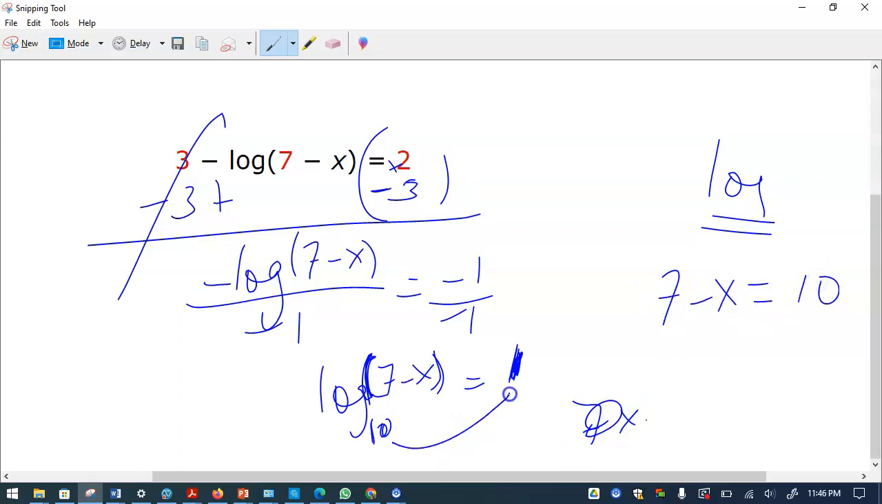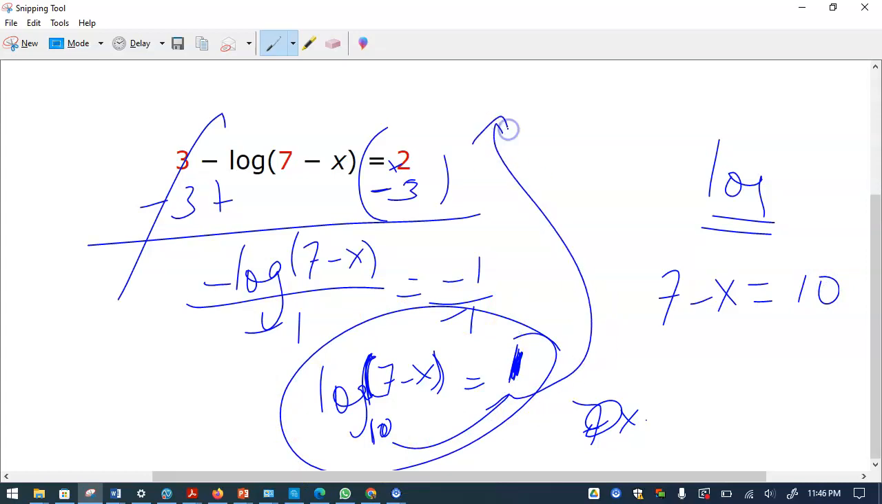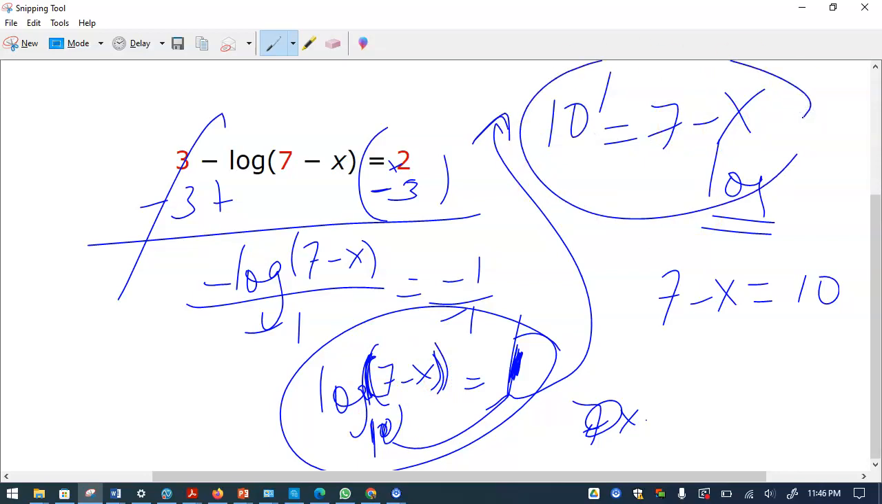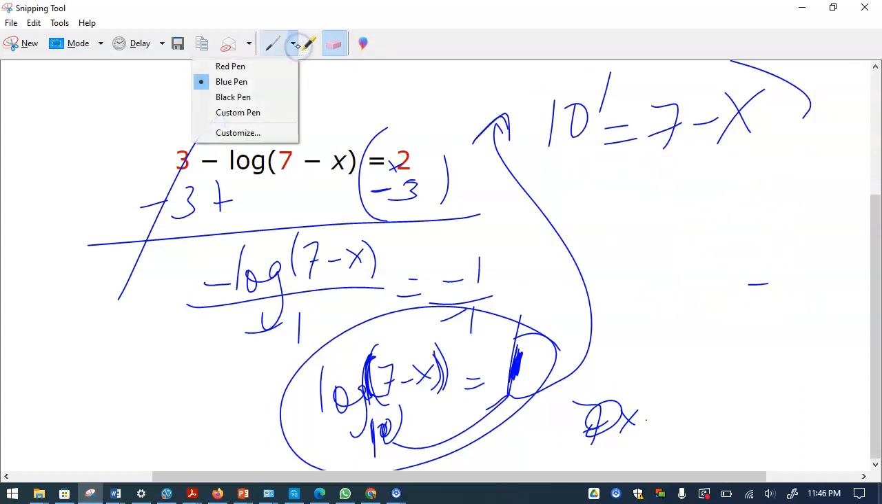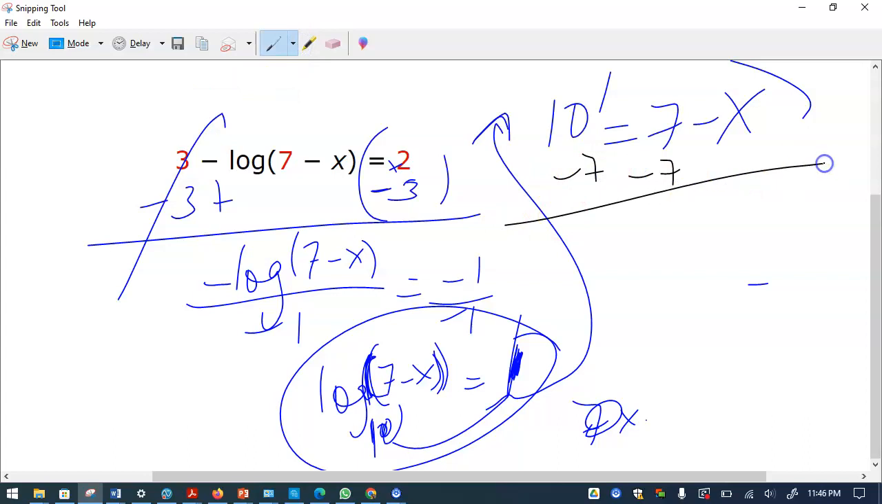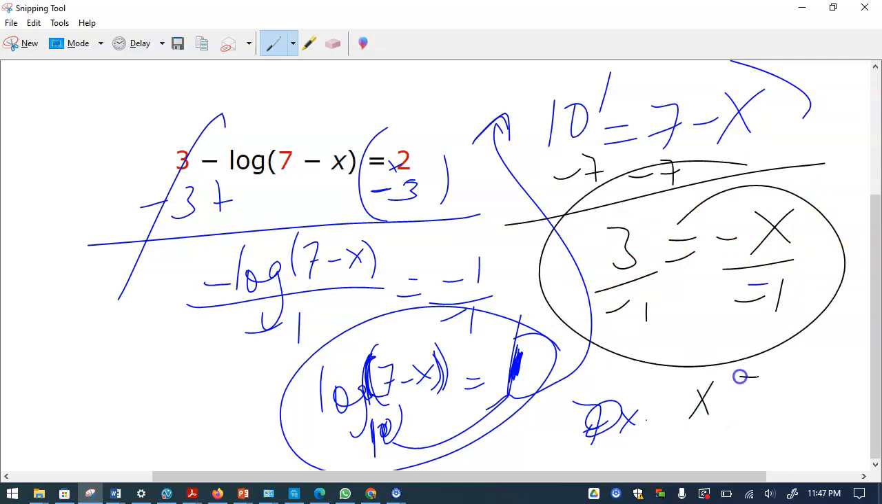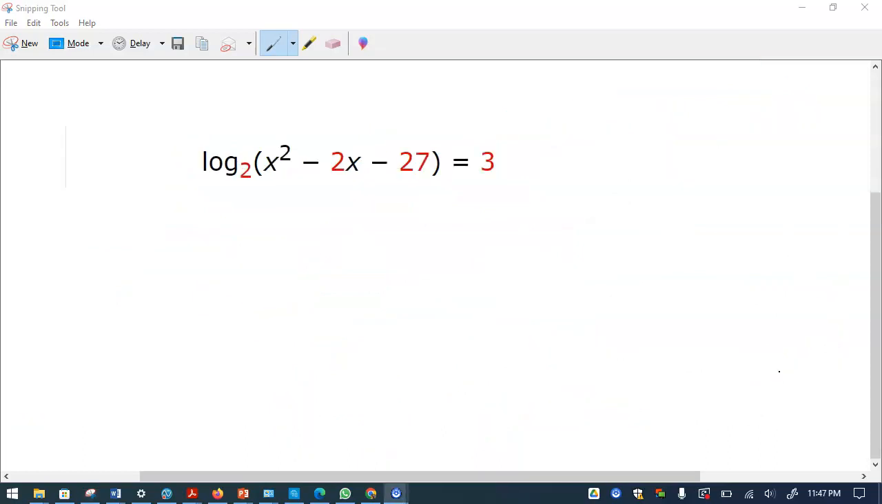That's it. Or if you forget, you can just apply converting the log to the exponential form. The base is 10 here, so 10 raised to the output, which is 1, equals the input, which is here. And you solve for x. So how do we solve for x? Just subtract 7, then divide by minus 1. And you get x equals minus 3 and done. I hope this helps. So again, change the same thing. This is problem number 11.